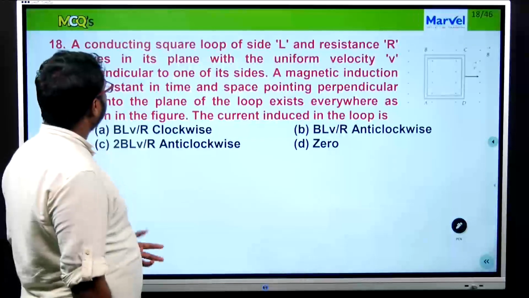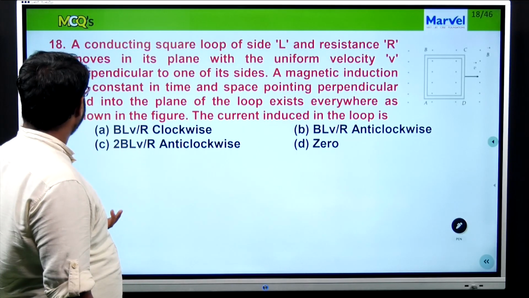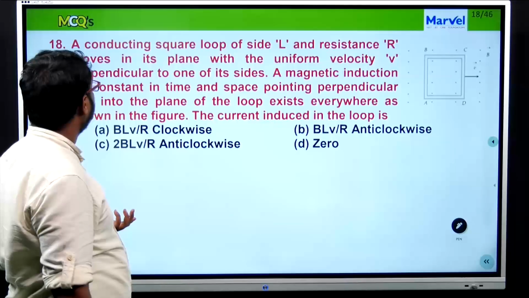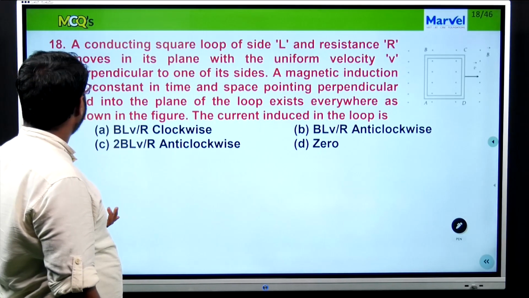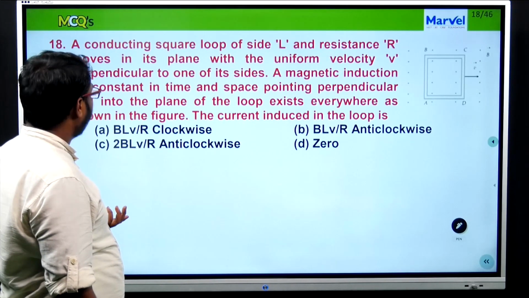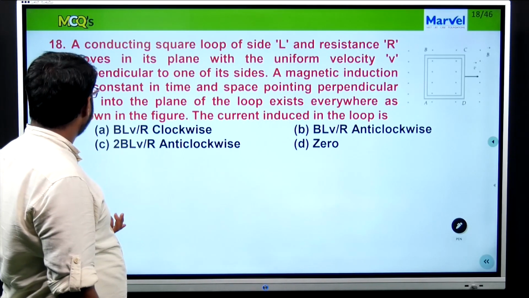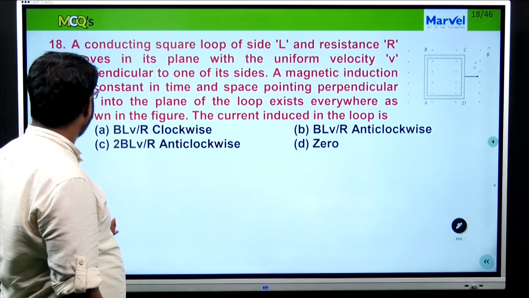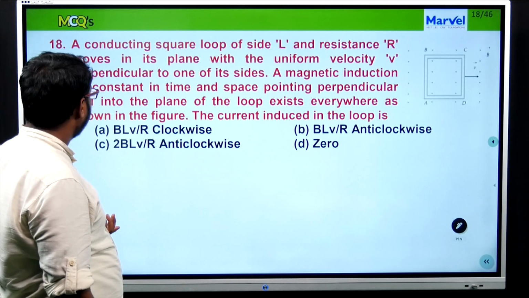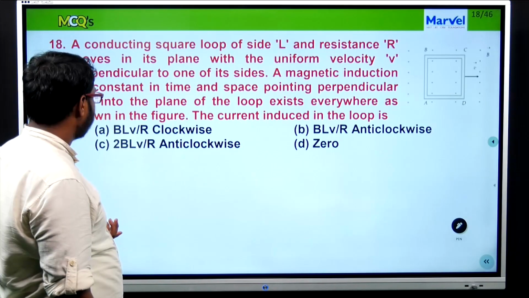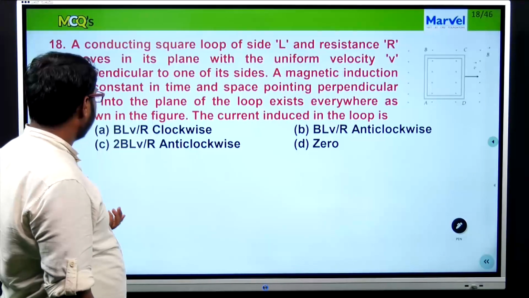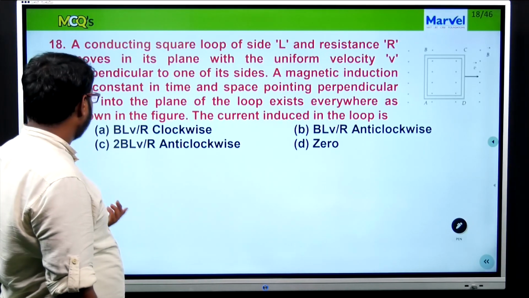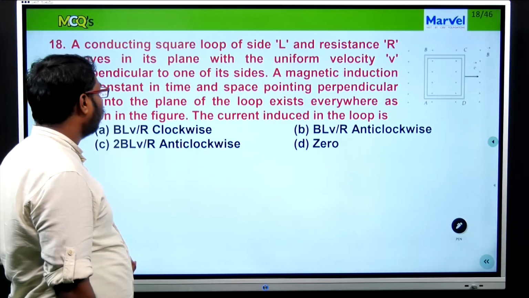A conducting square loop of side L and resistance R moves in its plane. It is moving with some uniform velocity perpendicular to one of its sides. The magnetic induction B is constant in time and space, pointing perpendicular and into the plane of the loop, existing everywhere as shown in the figure. What is the current induced in the loop?